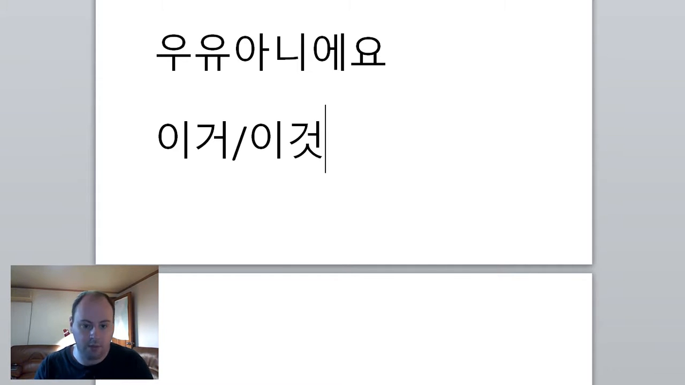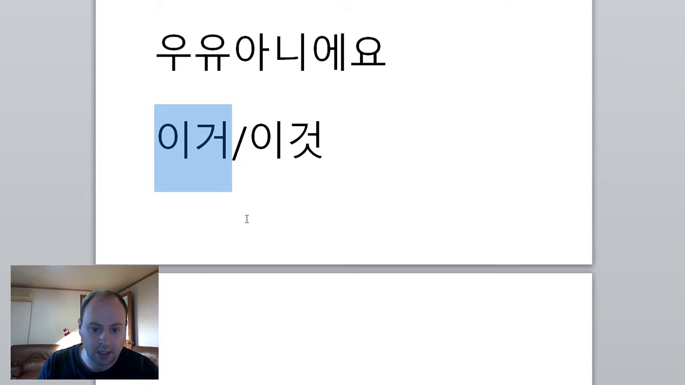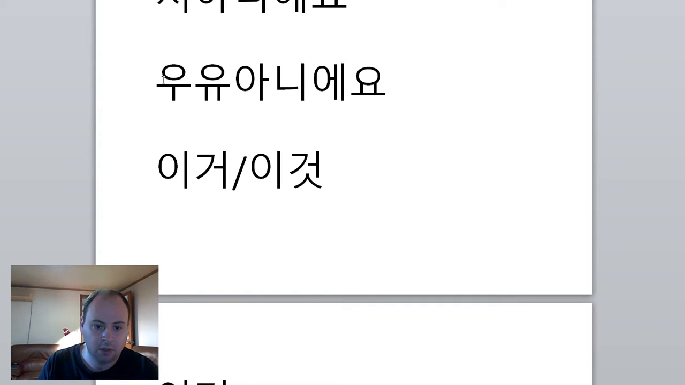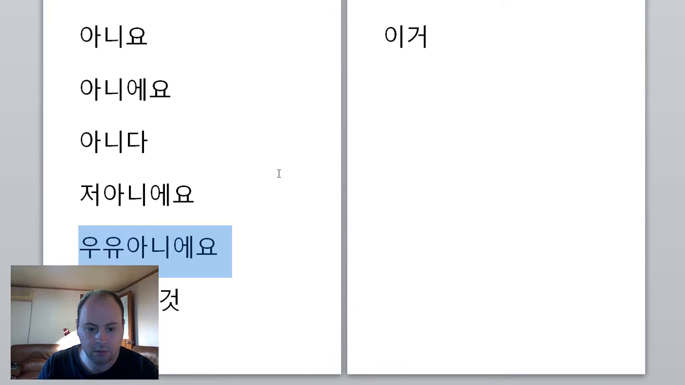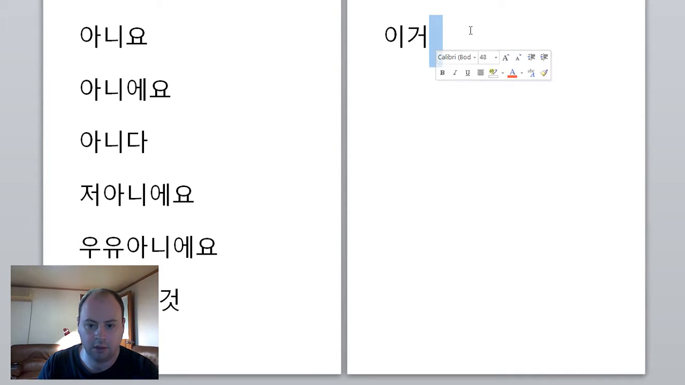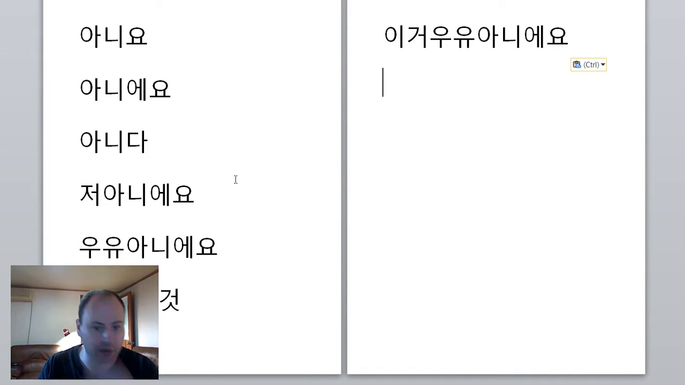So anyway, if you could take 이거 우유 아니에요. Never mind, that worked. 이거 우유 아니에요, right? Then you're literally saying this is not milk. You're specifying, rather than saying it is not milk, you're saying this is not milk.